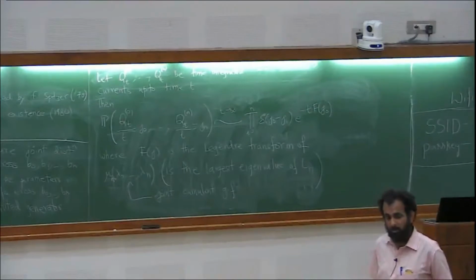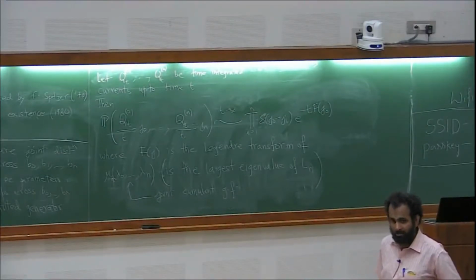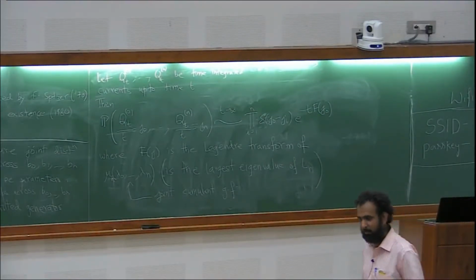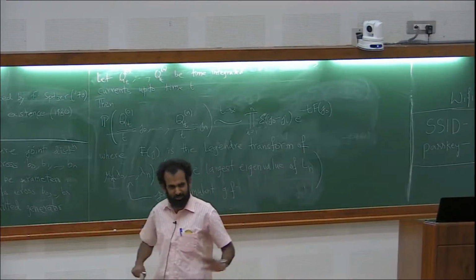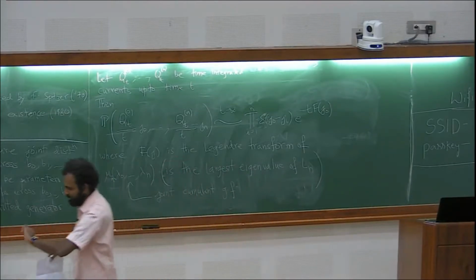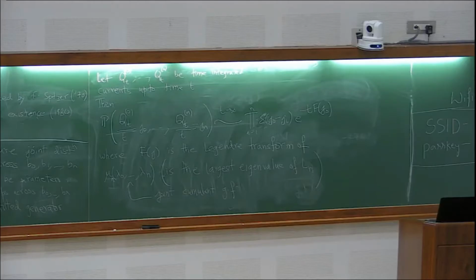Can you say something nice about the eigenvector corresponding to the largest eigenvalue? Yes. Both the left and the right eigenvectors are explicit. I'm running out of time, so let me just quickly say.